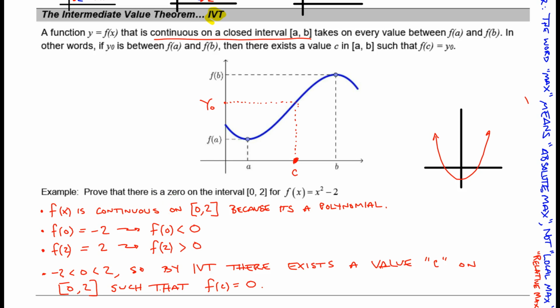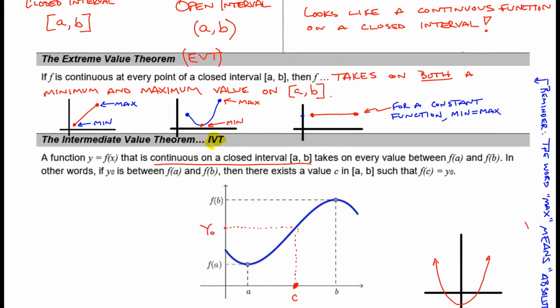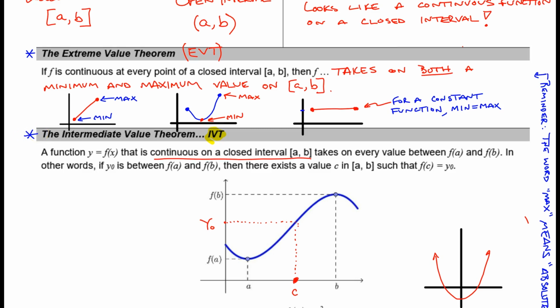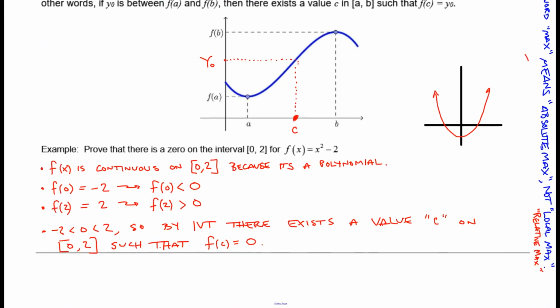Okay, I want to make a special note here. You'll notice that we didn't actually find c. We didn't find the value that gives us the 0 output. All we did is say that it exists. So that's an important note about these two theorems. So I'm going to take a little time here to make a note. Both of these theorems, EVT and IVT, are called existence theorems.